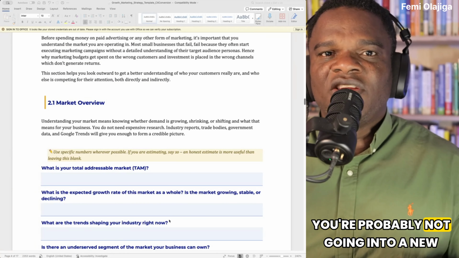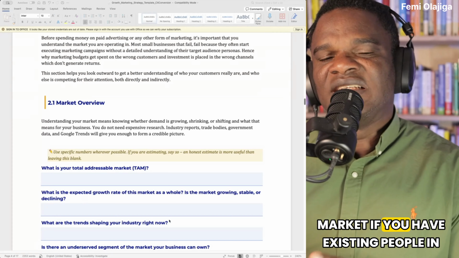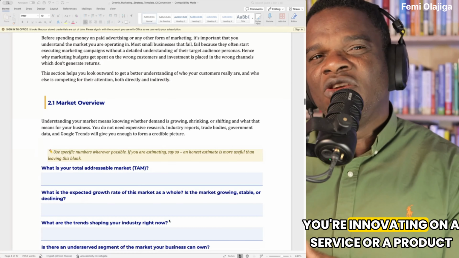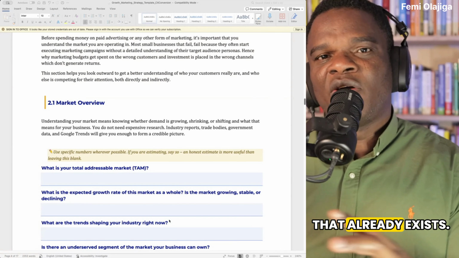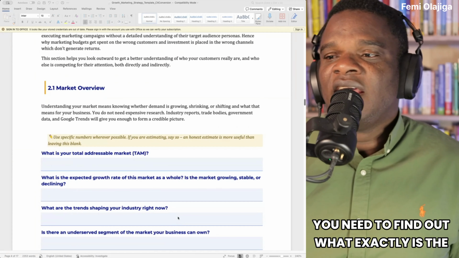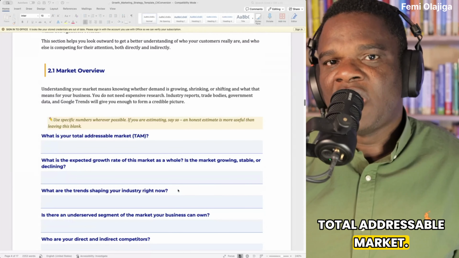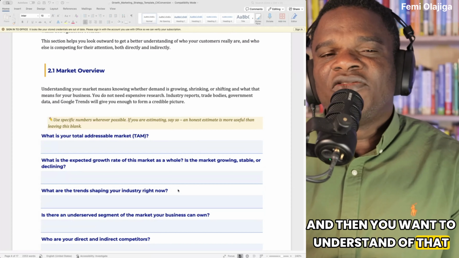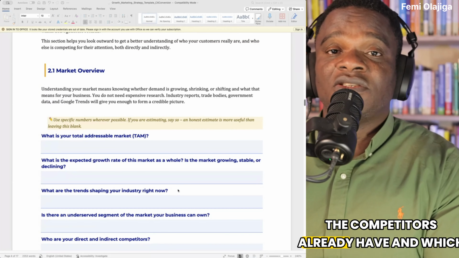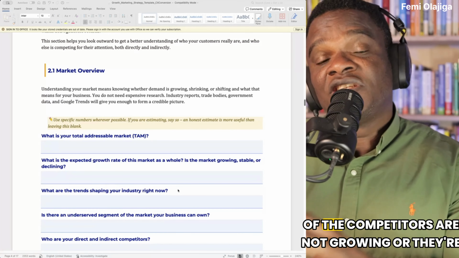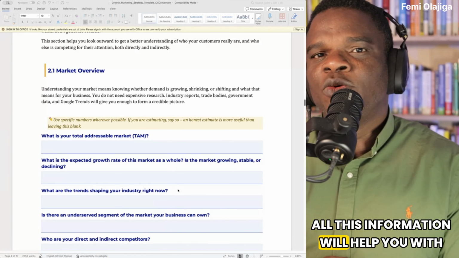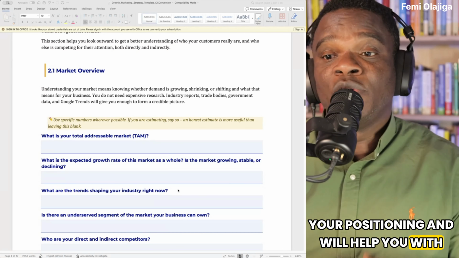You're probably not going into a new market if you have existing people in that market where you're new there, or you're innovating on a service or a product that already exists. That market that already exists is what you need to find out, what exactly is the total addressable market. And then you want to understand, of that market segment, how much of that market do the competitors already have, and which of the competitors are not growing or are declining. All this information will help you with your positioning and your strategy.